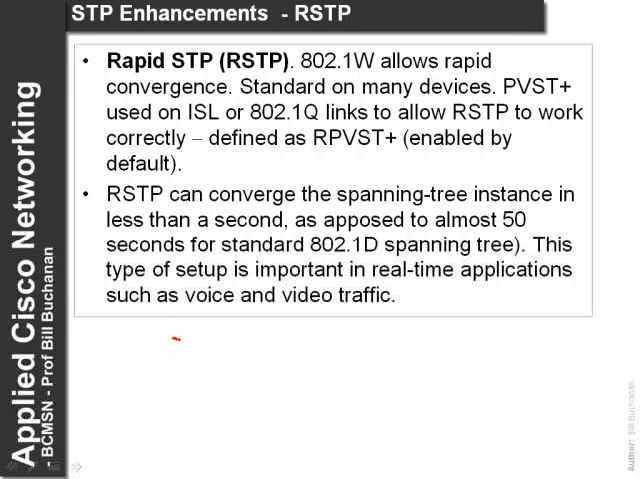As we've seen, the basic protocol for STP can take between 30 to 50 seconds to converge. An improvement to this is Rapid STP, and that's defined in the 802.1w standard, and with this we can get much faster convergence, typically in less than a second, as opposed to the 50 seconds which we get with 802.1D. This type of setup is obviously important for real-time applications which cannot stand these long convergence times when there's a disruption on the network.